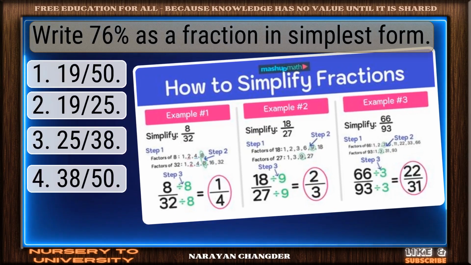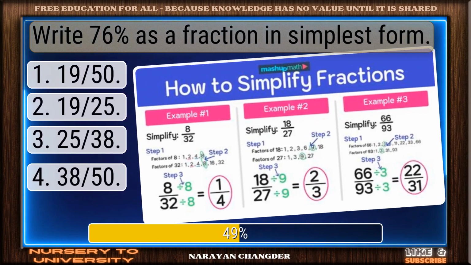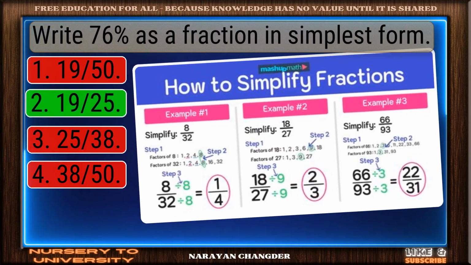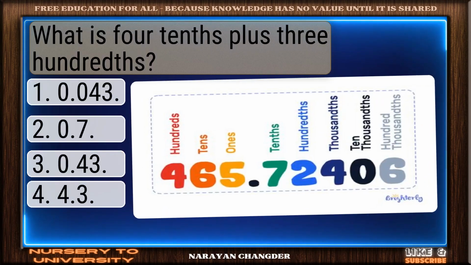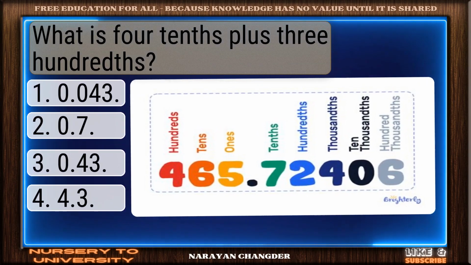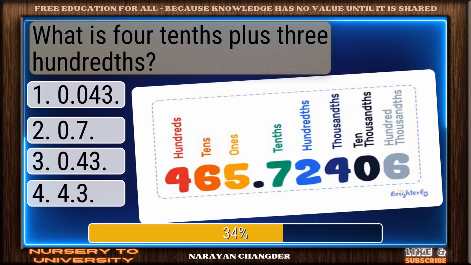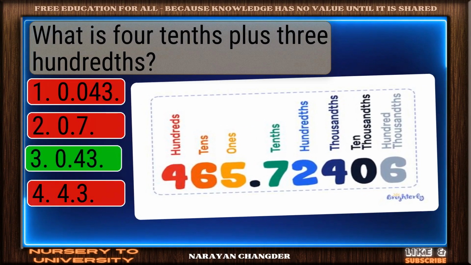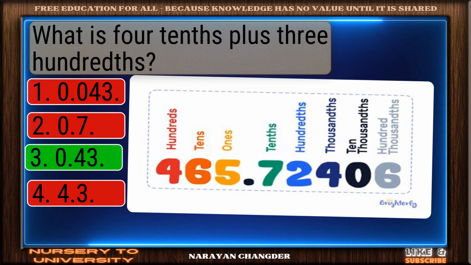Question number 45. Write 76% as a fraction in simplest form. Well reasoned. That is the correct choice. Question number 46. What is 4/10 plus 3/100? Nice work. You chose 0.43 and it is correct.